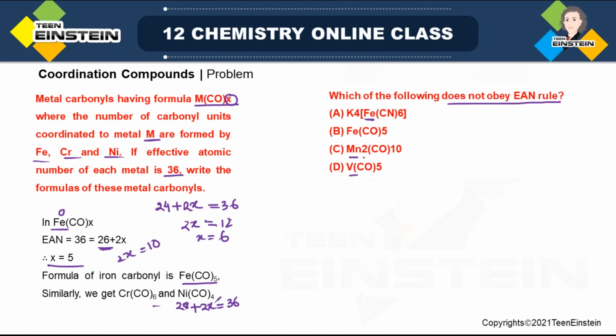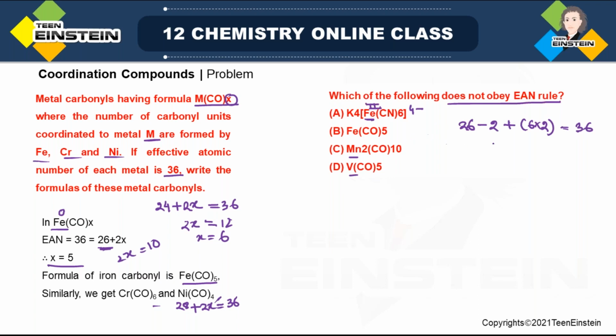For K4[Fe(CN)6], in the previous slide we saw K3[Fe(CN)6]. But now in K4, the negative charge outside the sphere is 4 minus. That means the oxidation state is now 2. So for this, EAN will be, for iron it is 26, oxidation state plus 2, so we deduct 2, and 6 into 2 means 12. So we get 24, and 24 and 12 is 36. So it is following.